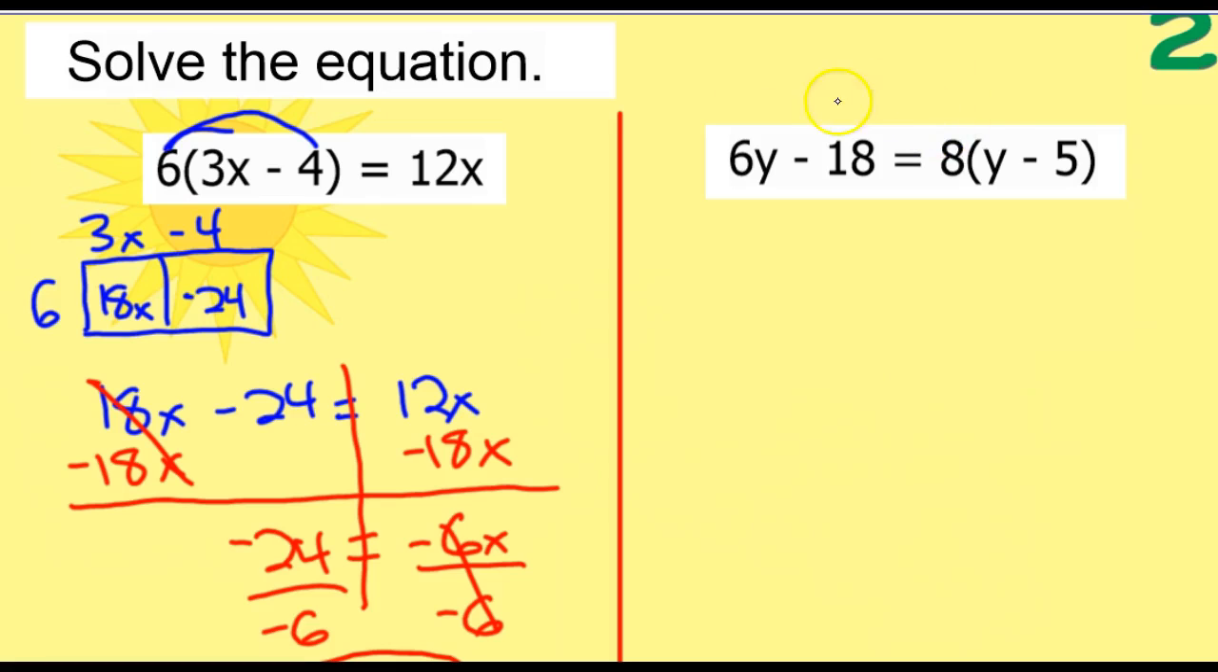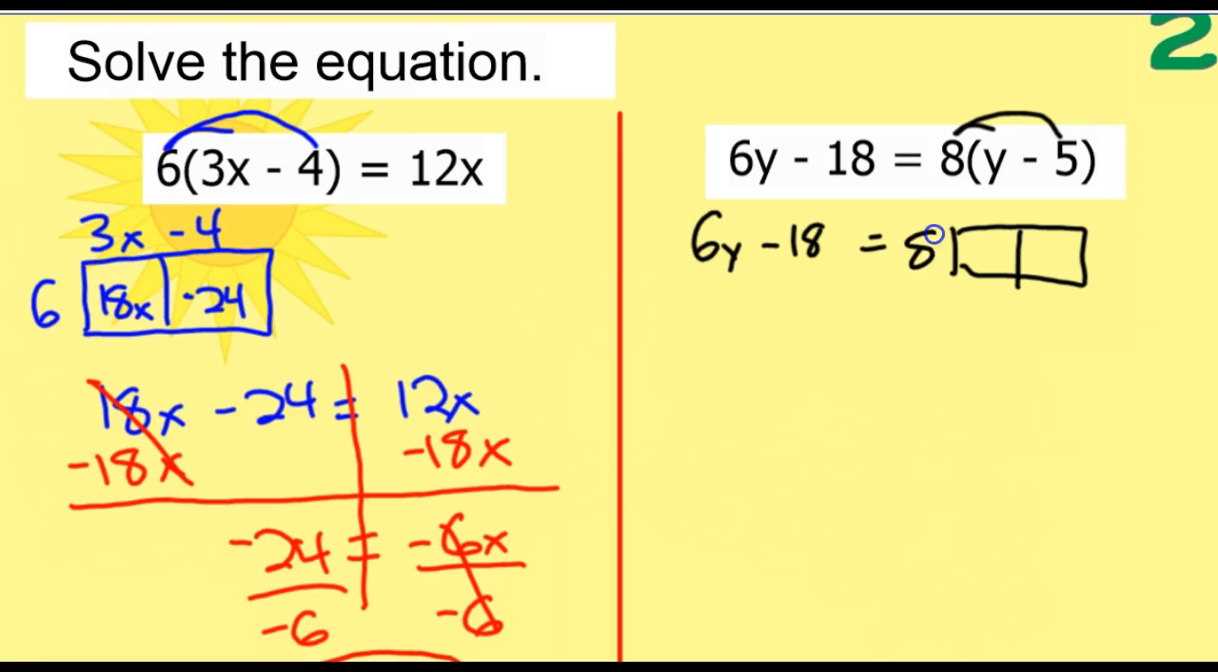Here again I see parentheses with an 8 out front. So I'm going to distribute that 8. So we get 6y minus 18 equals, if I draw my box here, we have 8 and y minus 5.